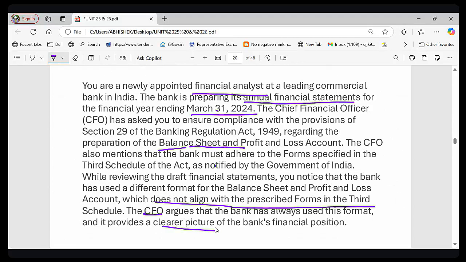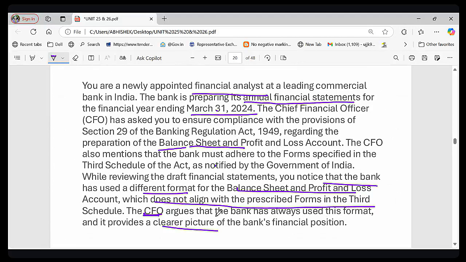Again I am repeating, आप जो है किसी लीडिंग कमर्शियल बैंक में फाइनेंशियल एनालिस्ट के रूप में ज्वाइन किए, बैंक अपना एनुअल फाइनेंशियल स्टेटमेंट प्रिपेयर कर रही है, राइट? और आपने ये देखा कि you notice that the bank has used a different format for the balance sheet and profit loss account, which does not align with the prescribed form, and the CFO argues that the bank has always used this format. So this is the situation.